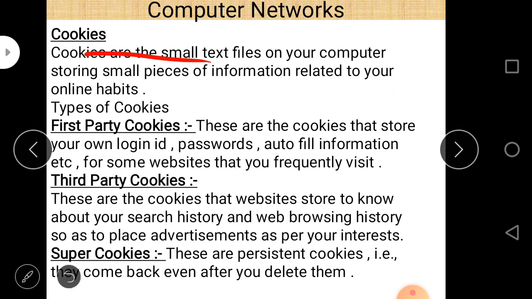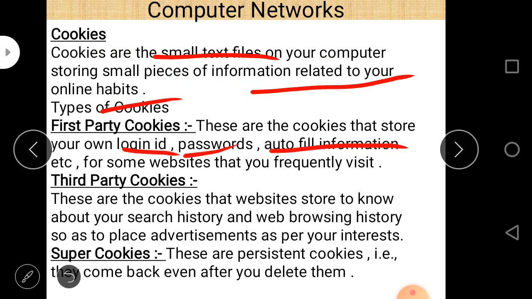So first of all, what are cookies? Cookies are basically small text files in your computer system. And what is the use of this small text file? They basically store information related to your online habits. First party cookies basically store your login ID, your password and your autofill information for the websites that you frequently visit. Next is third party cookies.